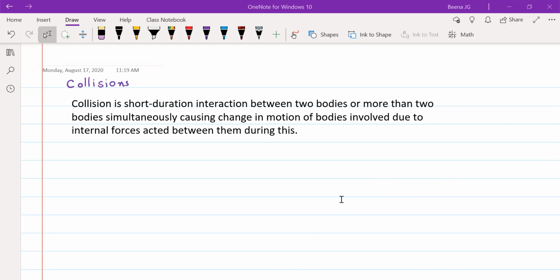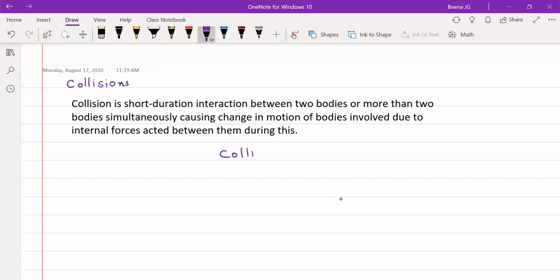It's a short duration interaction between two bodies or more than two bodies simultaneously, causing change in motion of the bodies involved due to the internal forces acting between them during this. This is the definition that is given. So what does it mean? It's a short duration interaction between the bodies. Not necessarily only two are interacting. It can be two or more than two objects interacting with each other for a short duration, which might be causing some change in their motion. That is collision.